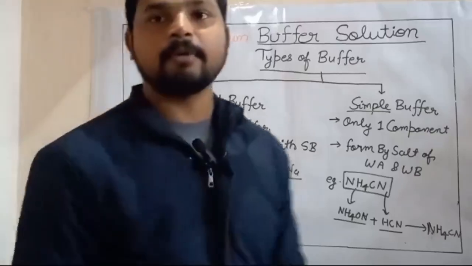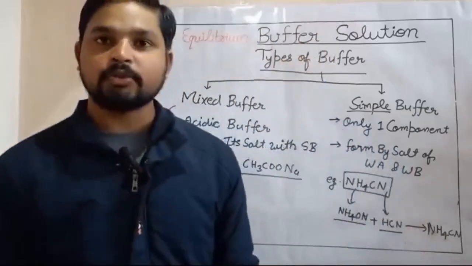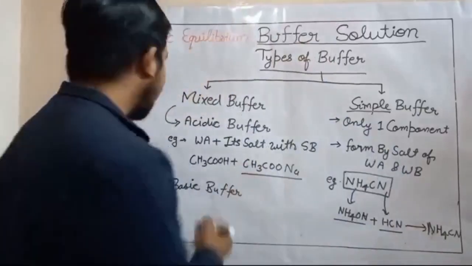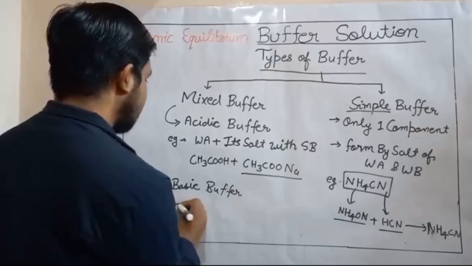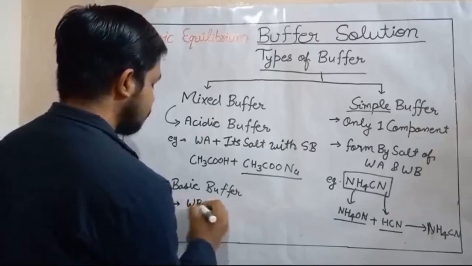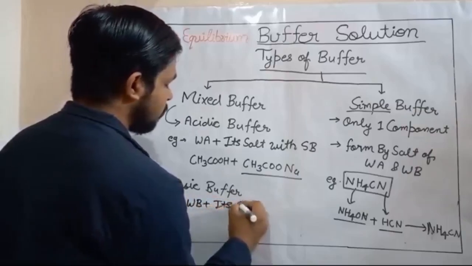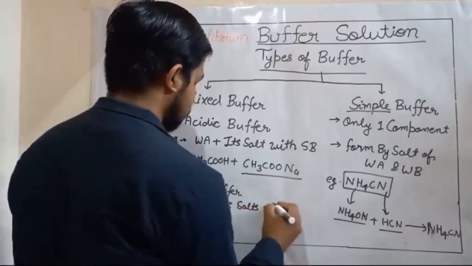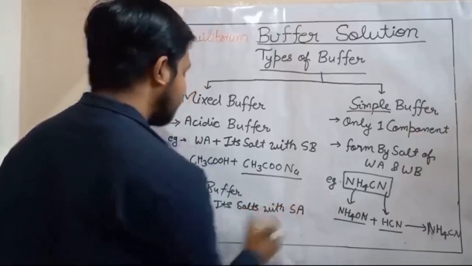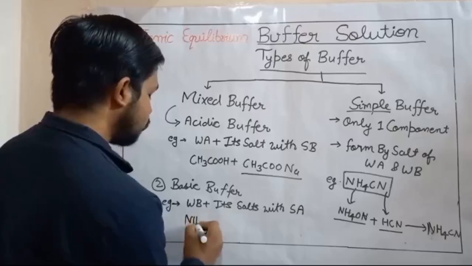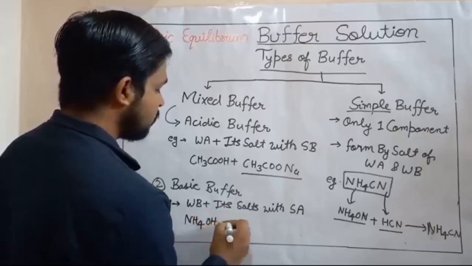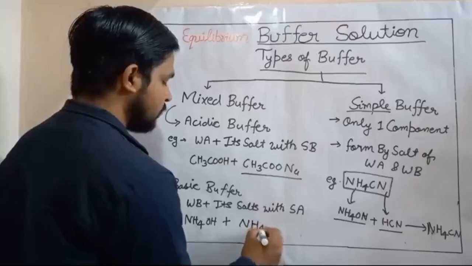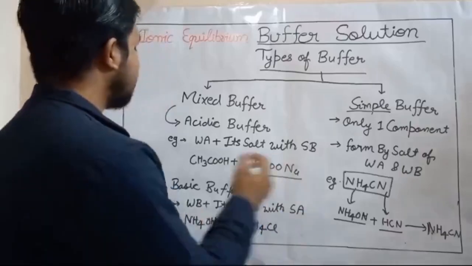So basically, a basic buffer is formed by a weak base and its salt with a strong acid. Okay student, so we further write that, for example, a weak base plus its salt with a strong acid. We can take the example NH4OH plus its salt with a strong acid, NH4Cl. So basically it contains two components.